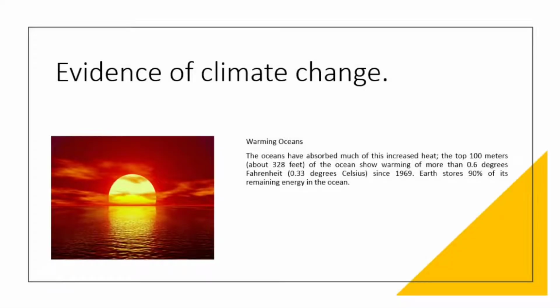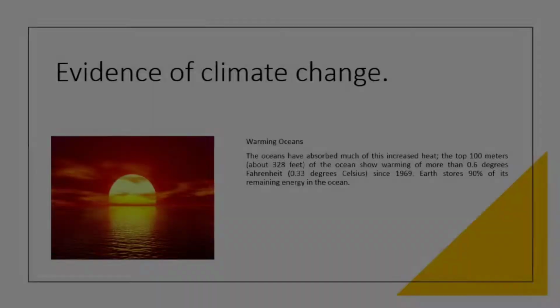Warming oceans. The oceans have absorbed much of this increased heat. The top 100 meters, about 328 feet, of the ocean show warming of more than 0.6 degrees Fahrenheit, 0.33 degrees Celsius. Since 1969, Earth has stored 90% of its excess energy in the oceans.